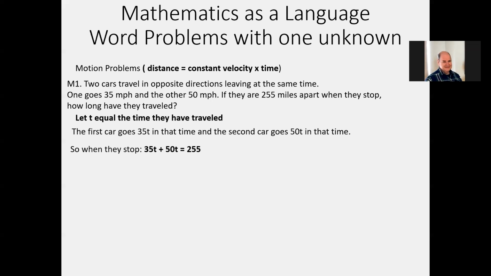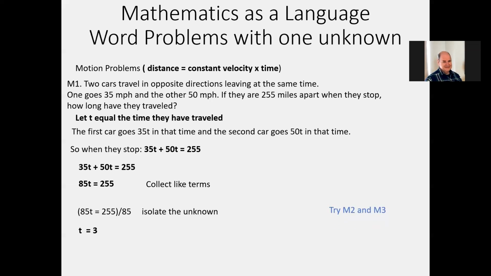They are, therefore, this sum, that's how far away they are. We're told that that's 255. Okay? And that's the equation. That's turning it into the language of algebra. The rest we can now solve for t, how much time that takes to get out to a distance of 255. We simply can collect like terms and divide by 85 and get, it takes 3 hours for them to be separated at 255. And you can check that by multiplying 35 by 3, 50 by 3, adding them together, and in fact, you will get 255.